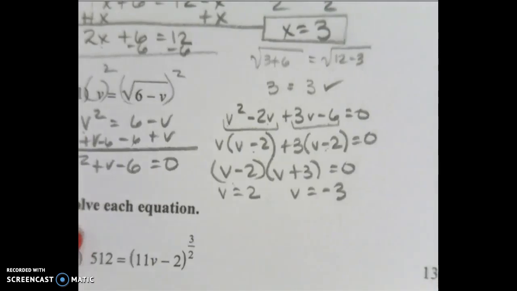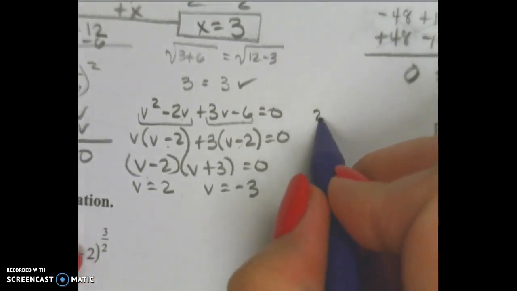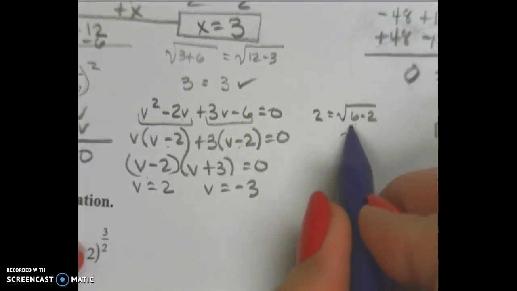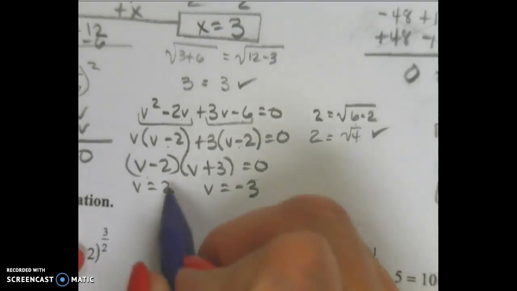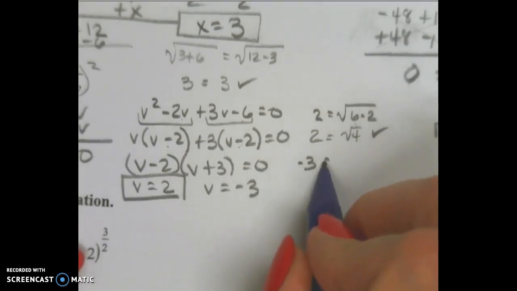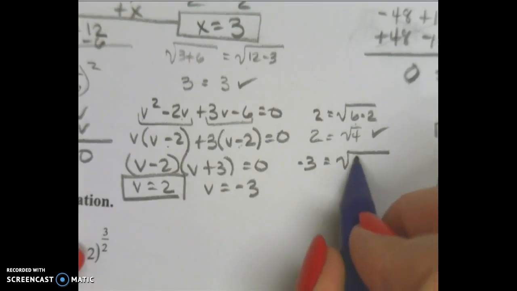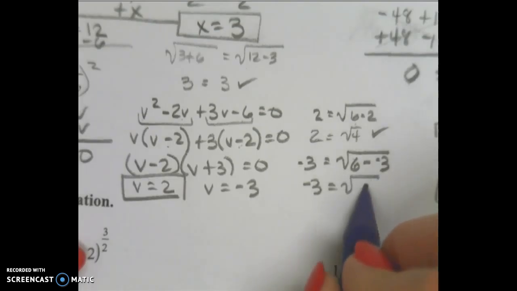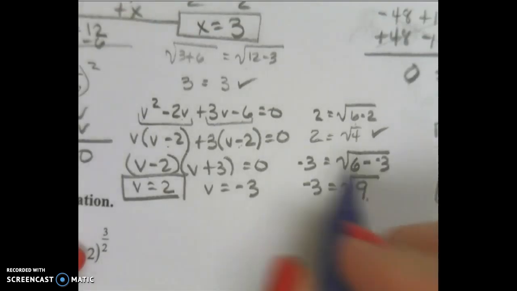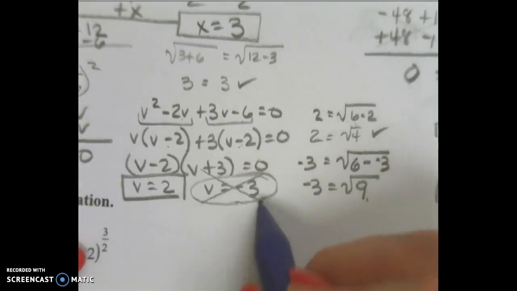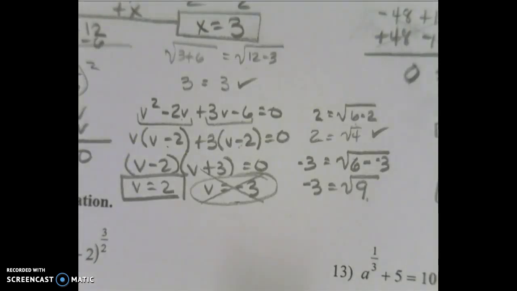When I plug these back in, I have 2 equals the square root of 6 minus 2. Well, that's 4. The square root of 4 is 2, so that works. This is a solution. And negative 3. Negative 3 is equal to the square root of 6 minus a negative 3. Negative 3 equals the square root of 9. That is not correct. Therefore, this is an extraneous solution. It is not acceptable for our problem. Number 11 has one solution, and it is 2.